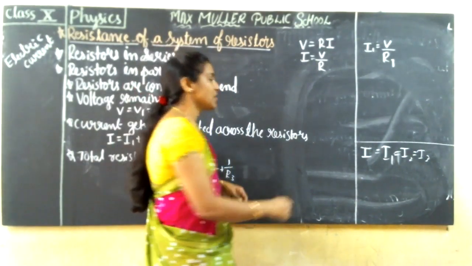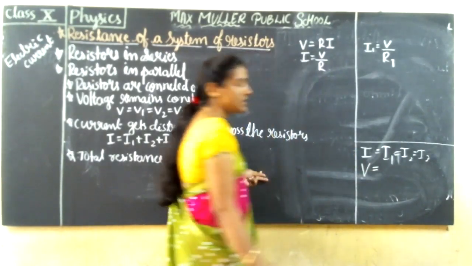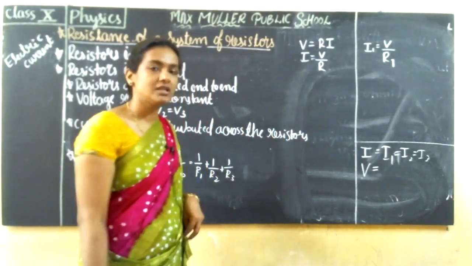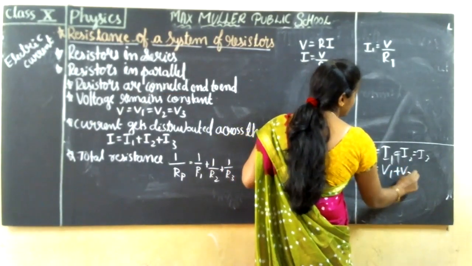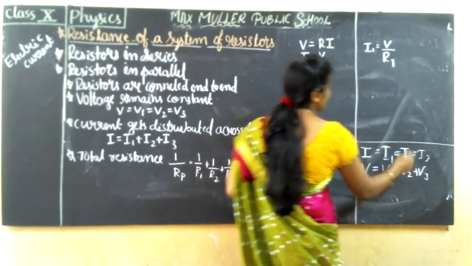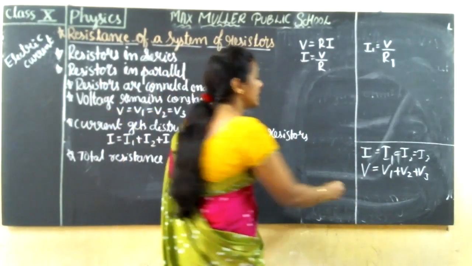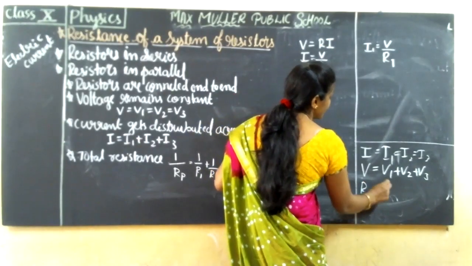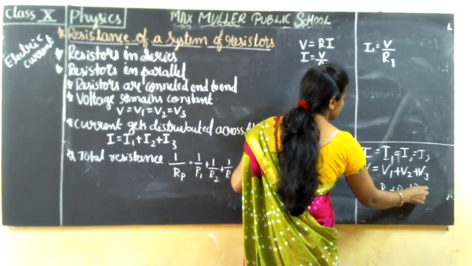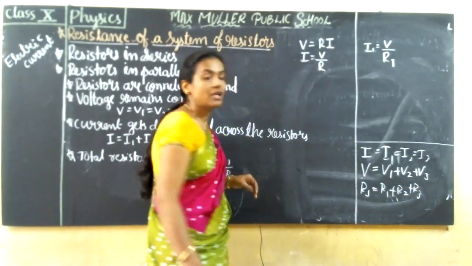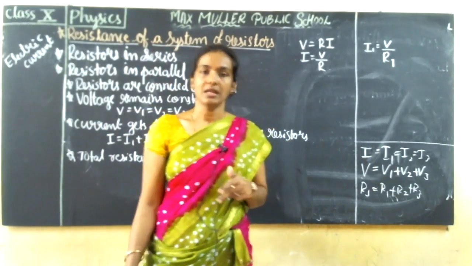The second point is that voltage gets distributed. So how will you calculate the total voltage here? By adding the individual voltages: V1 plus V2 plus V3. For these two conditions, you apply Ohm's law to find that Rs is equal to R1 plus R2 plus R3. Total resistance is equal to the sum of the individual resistances. This is what we learned in our previous class, isn't it?